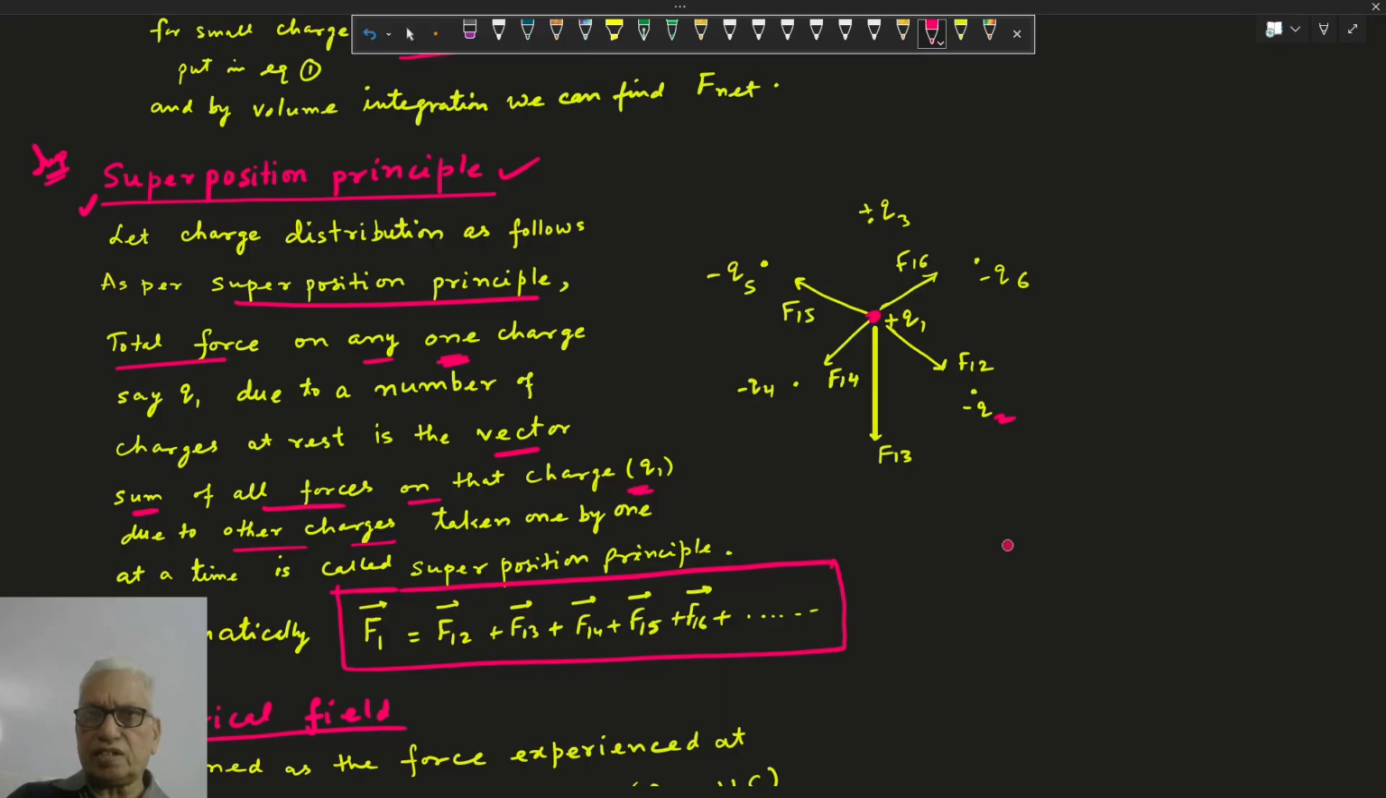If we write in vector form, this is called superposition, because the total force on 1 is the force on 1 due to 2, force on 1 due to 3, force on 1 due to 4, on 1 due to 5, 6 and so on. If we write this as a vector sum, it is called, mathematically, the superposition.